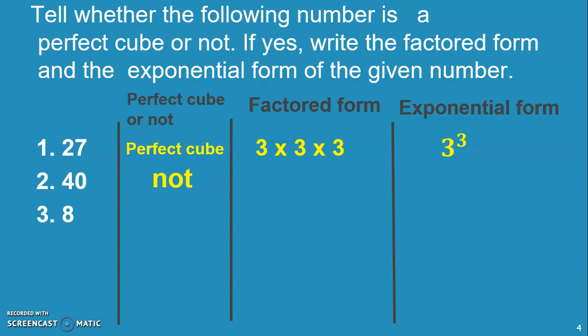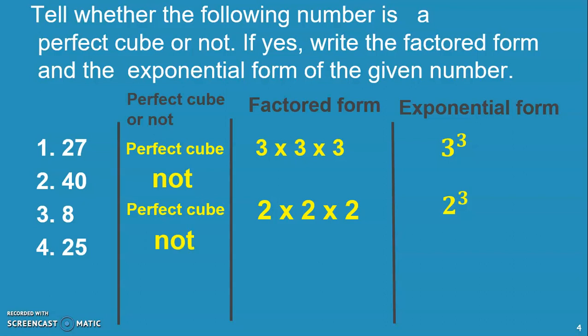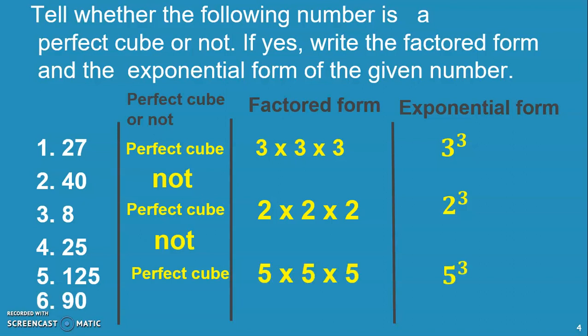Number 8. Yes, a perfect cube because it is 2 cubed. 25. Not a perfect cube. 125. Yes, it's a perfect cube because it is 5 times 5 times 5, or 5 cubed. 90. It is not a perfect cube.